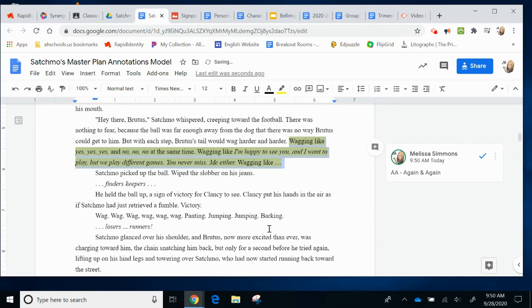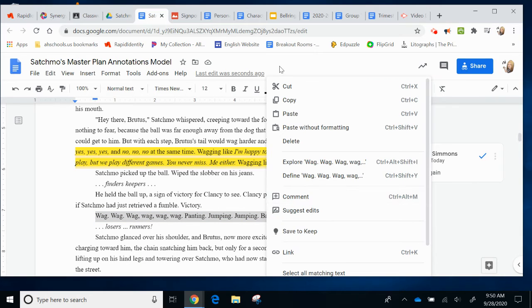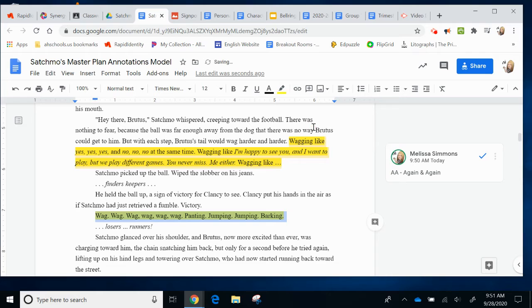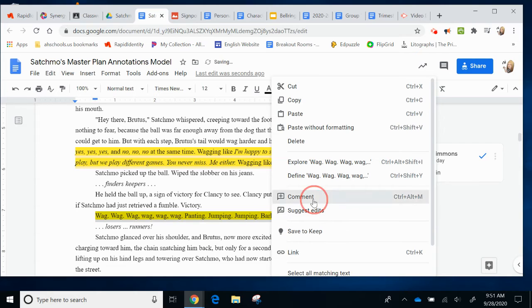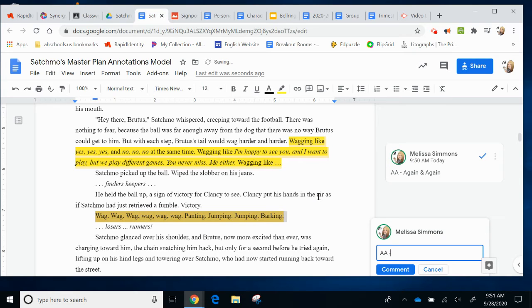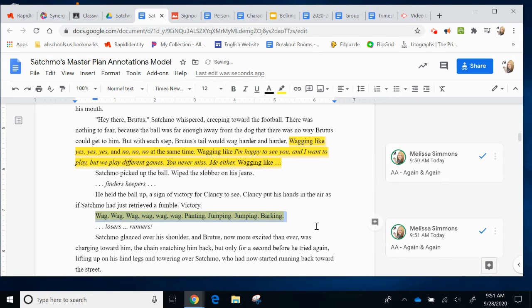Okay. You will notice another again and again here. These ones are a little more obvious when you see a lot of words repeated. Wag, wag, wag, right? Panting, jumping, jumping, barking. I'm going to mark it because I think it is important just to notice as many as you can, whether this helps us figure out Sachimo and his character and what makes him interesting. We don't know yet, but it's good to mark it just in case because it helps us and we have more to choose from when we get to that point.